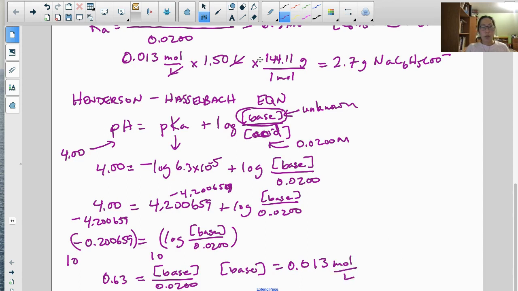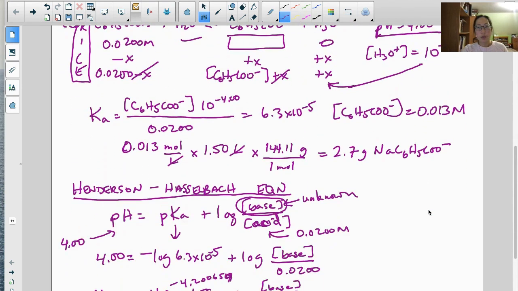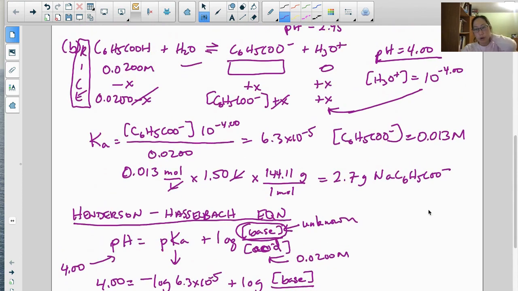The rest of the calculation is exactly the same. So you would just take your 0.013 moles per liter, multiply by the volume, then the molar mass to get the grams of sodium benzoate. So it's up to you which technique you use for buffer problems. Henderson-Hasselbalch works just as well as using the RICE table. Whichever one you prefer, you should master it and stick with it and use that for your buffer problems.